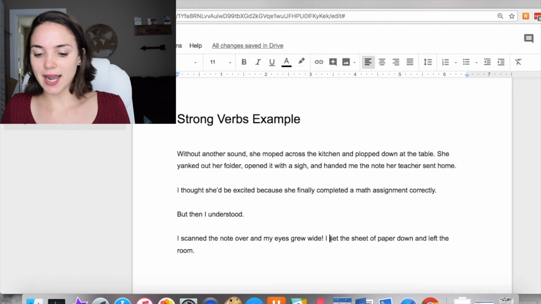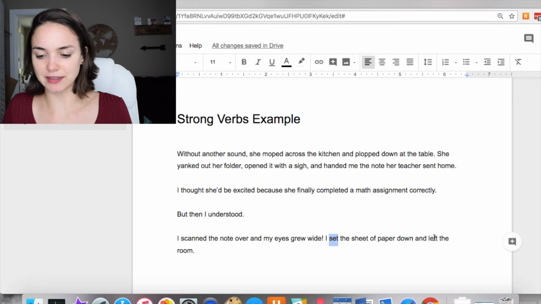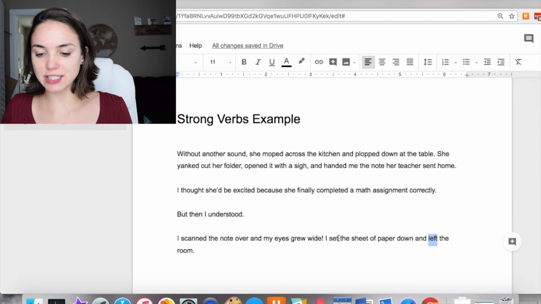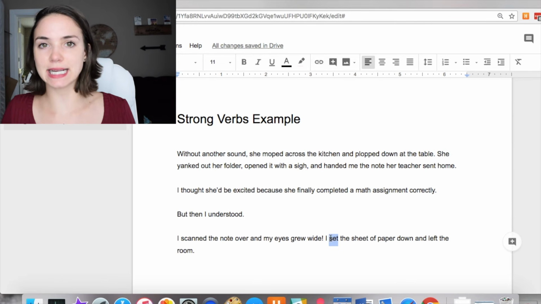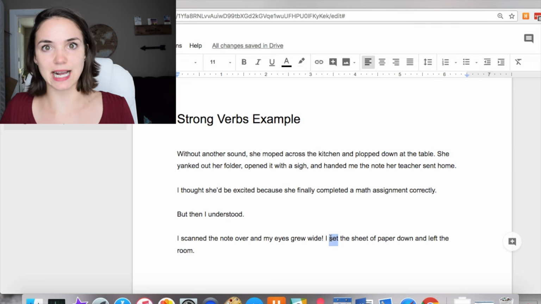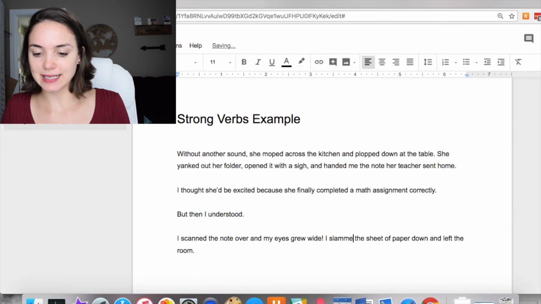And then, "I set the sheet of paper down and left the room." Set and left are the two verbs here that we want to look at. So I set the sheet of paper down. Well, how did I set it down? In what way did I set it down? Did I just plop it down on the table, or did I slam it down on the table? That is more fitting with what happened. "I slammed the sheet of paper down and left the room."